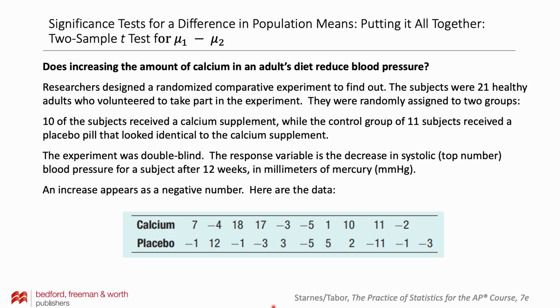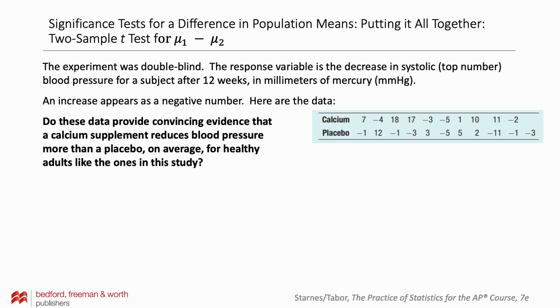So if we look at the next patient that got a -4, that meant that they got an increase in their blood pressure. So, does this data provide convincing evidence that a calcium supplement reduces blood pressure more than a placebo, on average for healthy adults like the ones in the study?